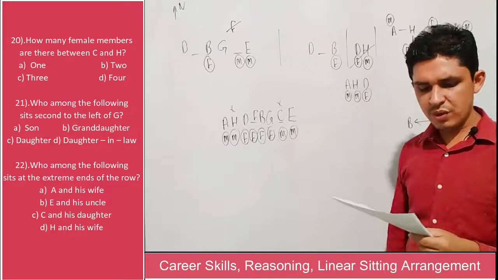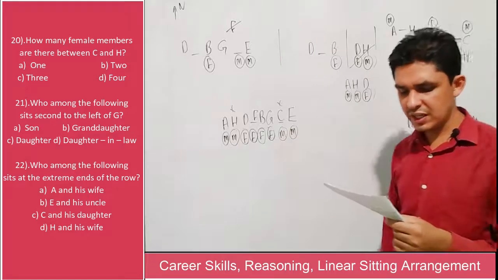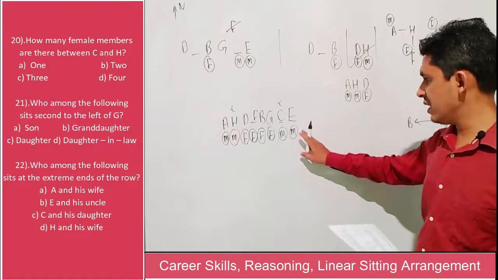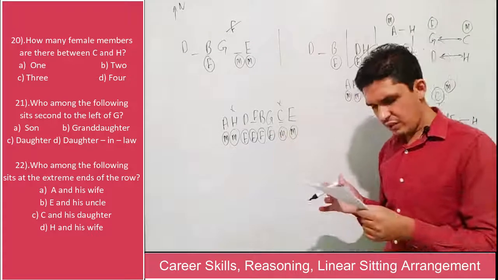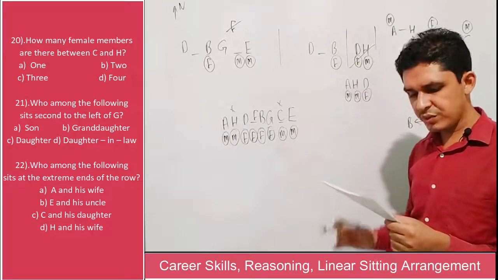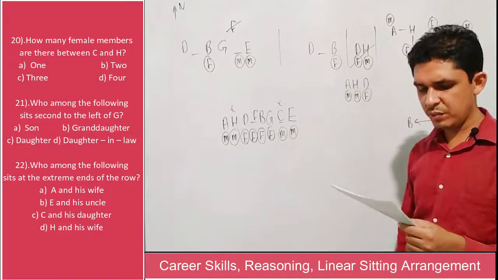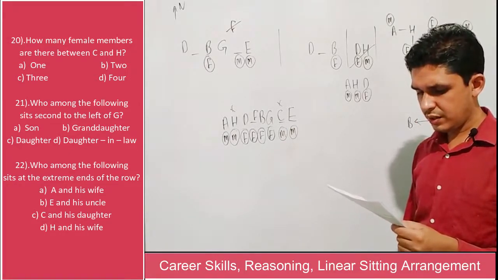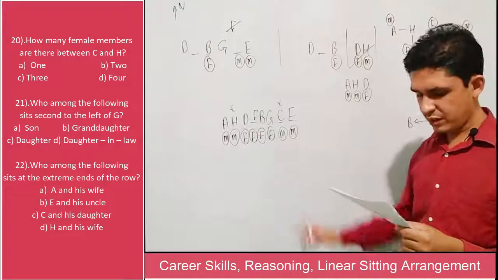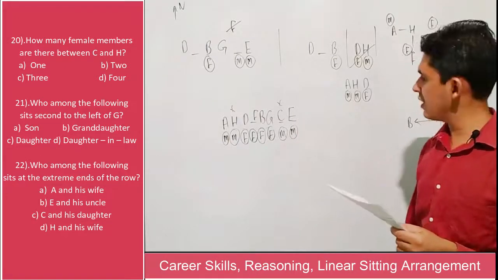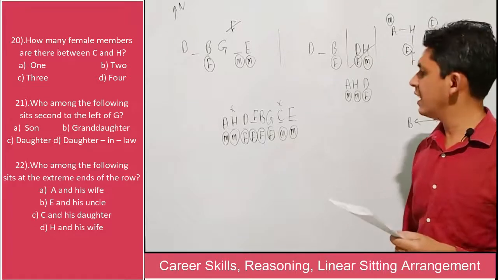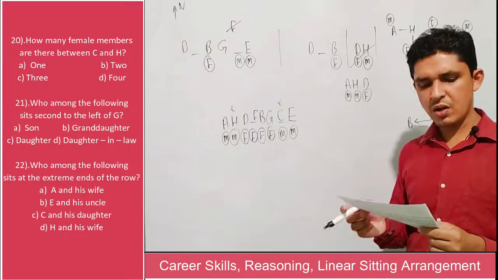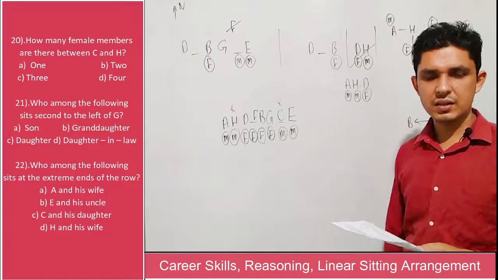Okay, question number 22, who among the following sits at the extreme end of the row? So the extreme end of the row, E and A. And if we check option A, A and his wife, this cannot be there. E and his uncle, E is there and we are looking for the uncle. C and his wife, this cannot be there. H and his wife, so this cannot be there. So from the available options, only option number B is correct, right?